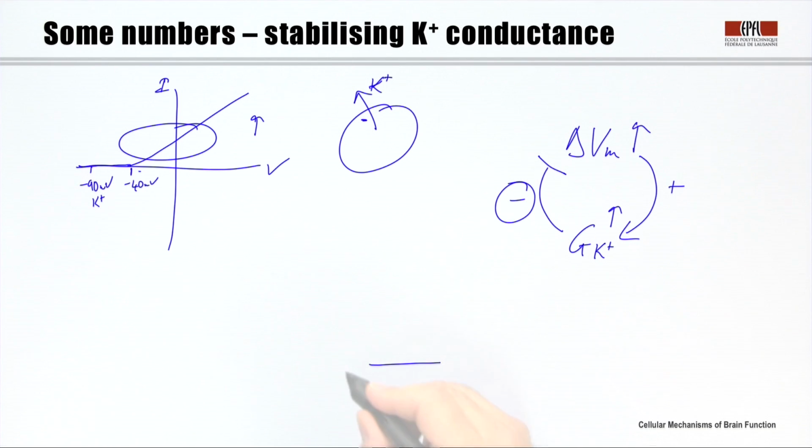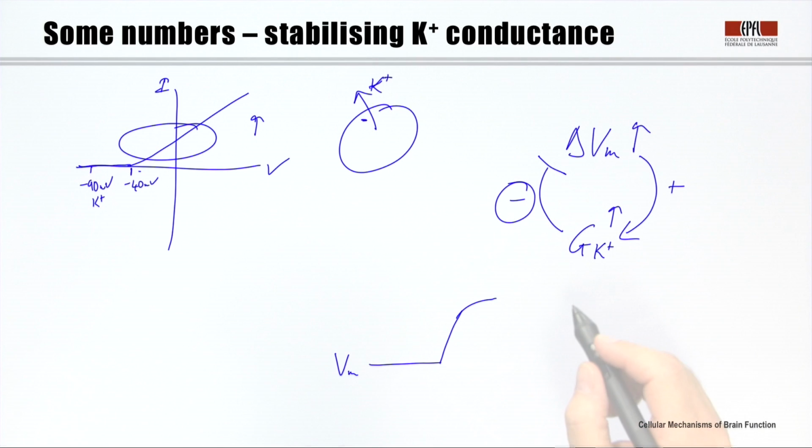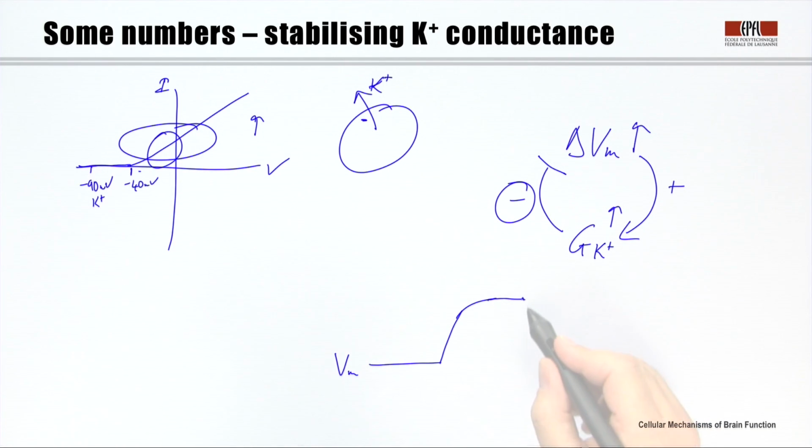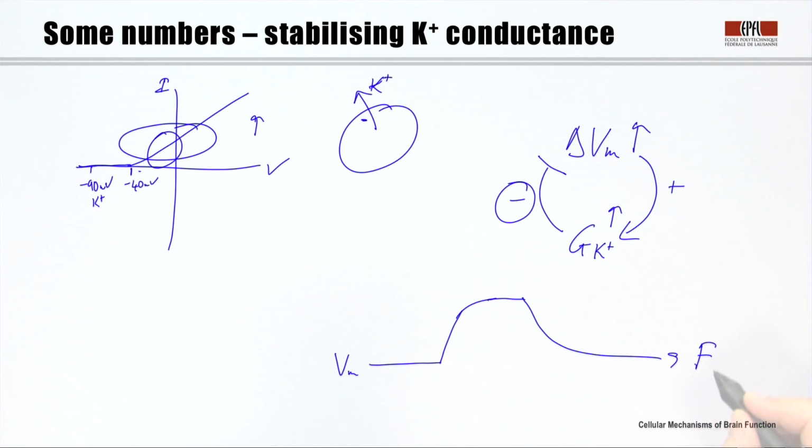For a given membrane potential, if we perturb it by depolarizing it a little bit, the activation of voltage-gated potassium channels will tend to hyperpolarize the membrane potential and take it towards the reversal potential for potassium, around minus 90 millivolts.